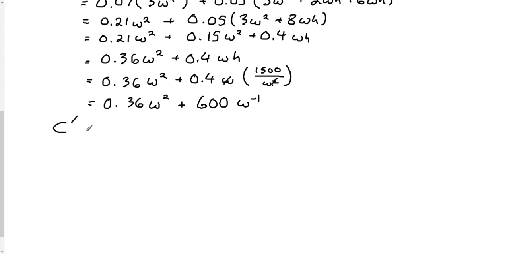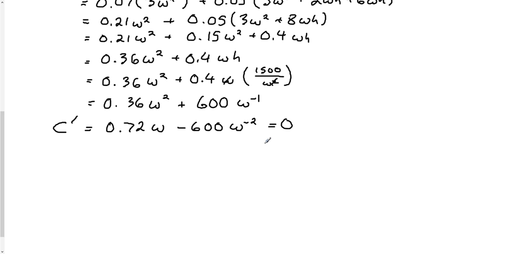Okay, now let's take our derivative. So we'll just say c prime here. Bringing down the 2, we're going to get 0.72 w. Bringing down the negative 1, negative 600 w to the negative 2. And we want to set that equal to 0 and solve.